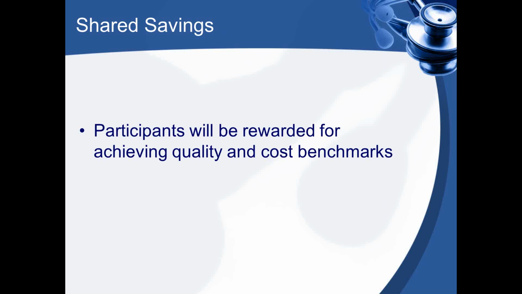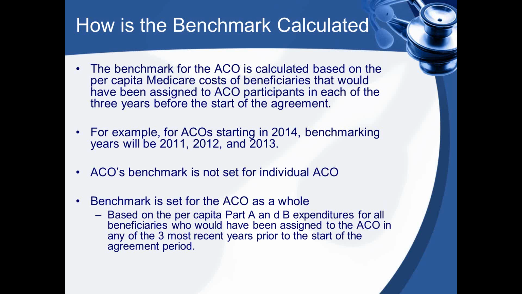So the ultimate goal here is shared savings. As participants, we will be rewarded for achieving quality and cost benchmarks. But how is that benchmark calculated? Well, if you paid attention to the risk coding and things that we've talked about over the past couple weeks, that is where they come up with the per capita Medicare cost of the beneficiaries based on the risk scores of our patients. Now, they do use 3 years in setting these benchmarks. So for 2014, they'll use 2011, 12, and 13.